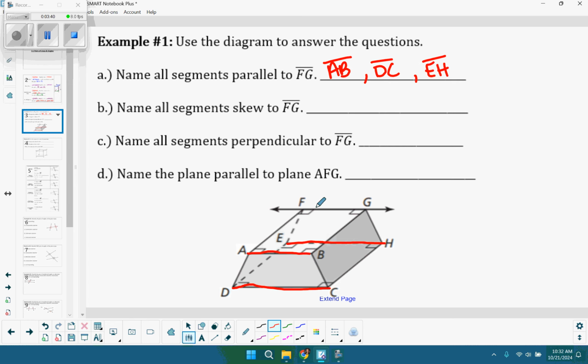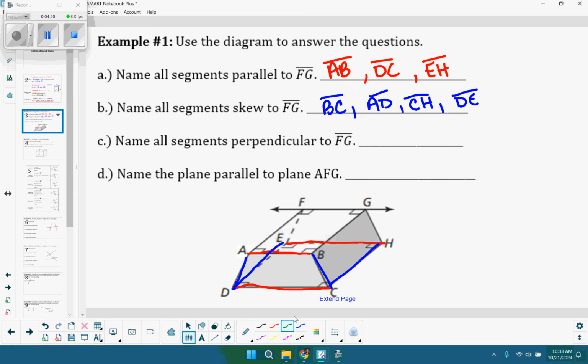If I want skew to FG, I'm looking for never crossing, but also not going the same direction. So I can't use any of the lines I already chose because we know those are all parallel, and I can't use any line that contains either the letter F or G because that means they intersected. So we could say BC. We could say AD. We could say CH, and we can say DE.